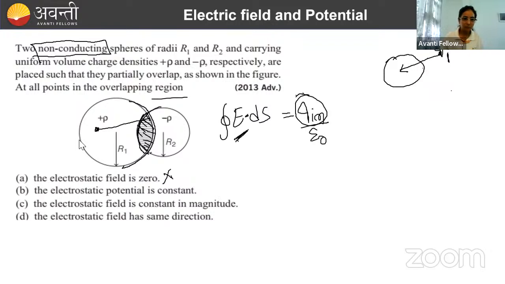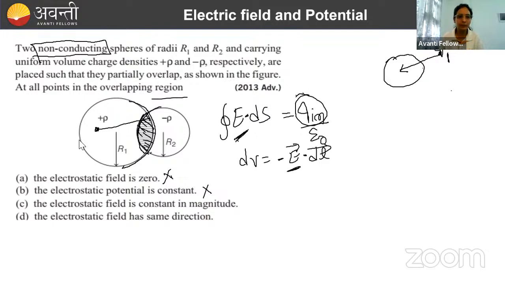So the first statement is false. Electrostatic potential is constant. Again, when is electrostatic potential constant? dV equals minus E dot dl. So if E is zero, V will be constant. If the first statement is wrong, the second statement will also be wrong. Done. So the first statement is false, and so is the second.